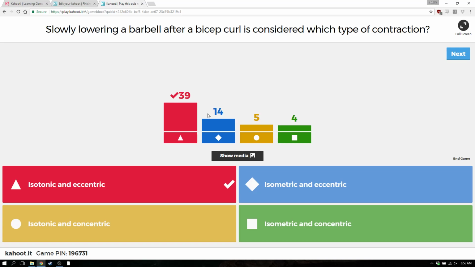Perfect. All right, and then we were saying the eccentric phase is going to be what? Yeah, the lengthening of the muscle, right? So you're not necessarily relaxing the muscle because you just drop the barbell, but if you're slowly lowering it down, that would be considered the eccentric phase of contraction, and then the concentric would be the upward motion or the shortening of the muscle during that phase, right? Okay.